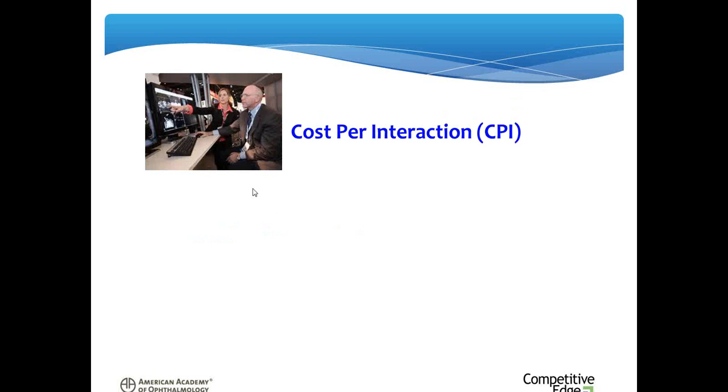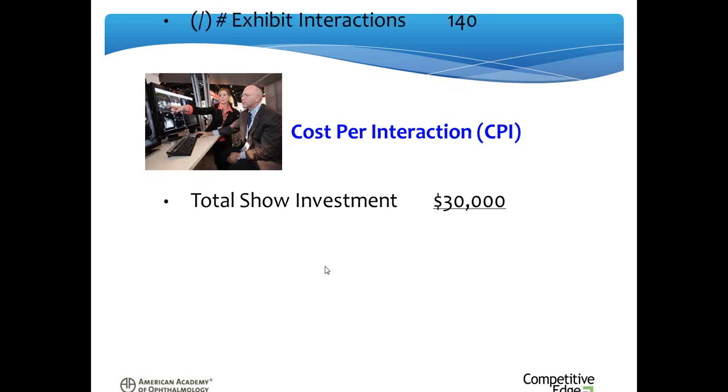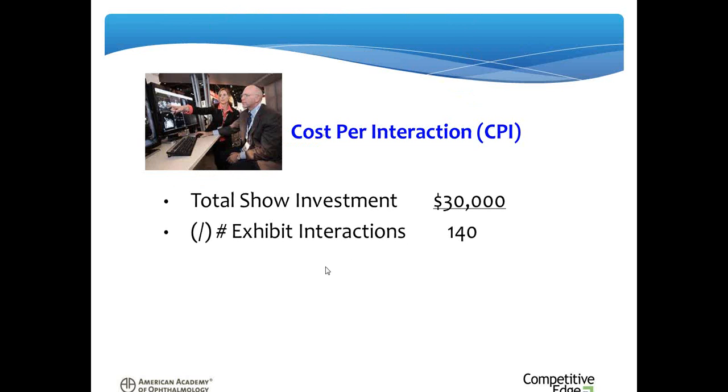All right, let's take a look at some financial performance metrics here, okay? The question is this: how much did you invest to put your company identity, your products, your staff face-to-face with a user, influencer, recommender, or decision maker? What was your cost per interaction? Simple formula to run. Total show investment divided by the number of interactions in the exhibit, and I have a cost per interaction.